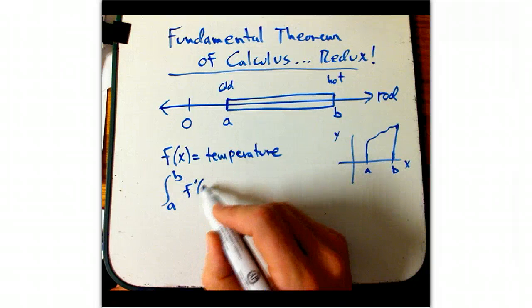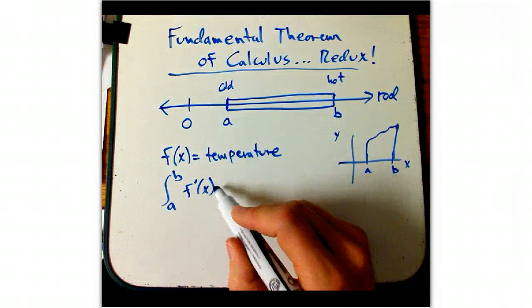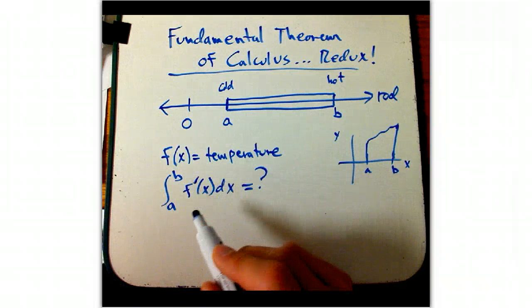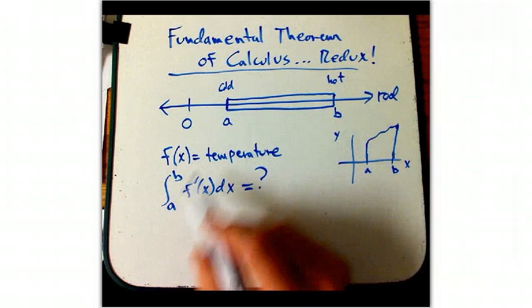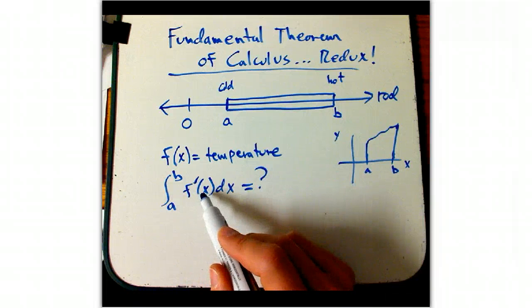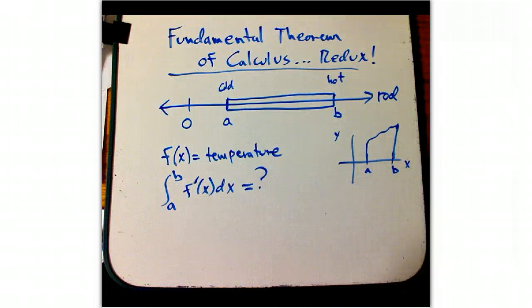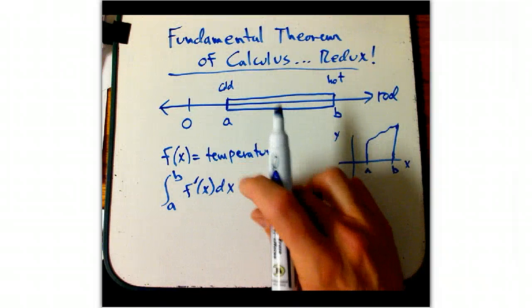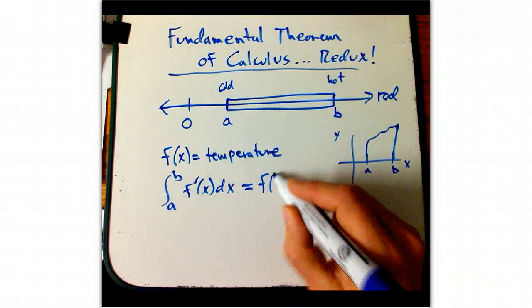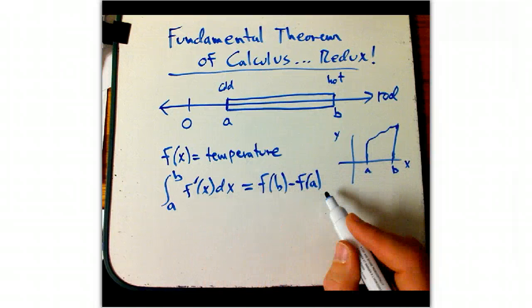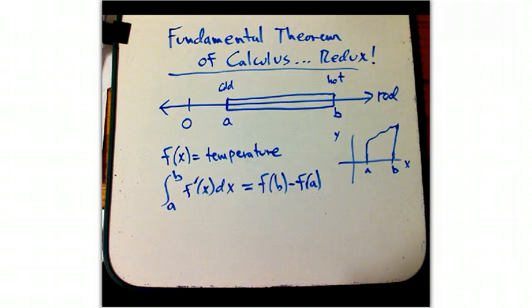It's called FTC 2 in Stewart, for example. What does it mean? What does it calculate to take the integral from A to B of the derivative of that temperature function? And the claim, the fundamental theorem says, is that's the total difference. The integral of a rate of change is the total change in the temperature. So why would that be true?